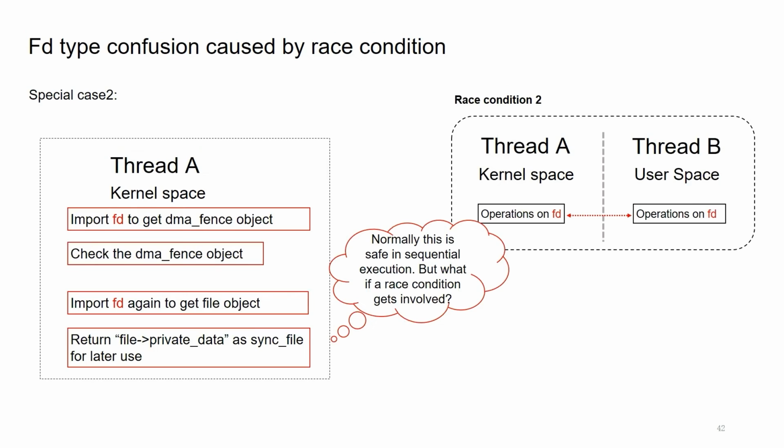The 4 steps in the function are simple. Normally, this is safe in sequential execution, but I found that if we apply race condition 2 to this case, something interesting would happen too.